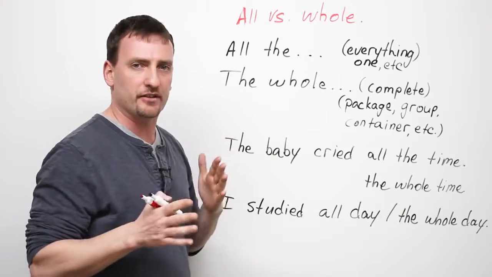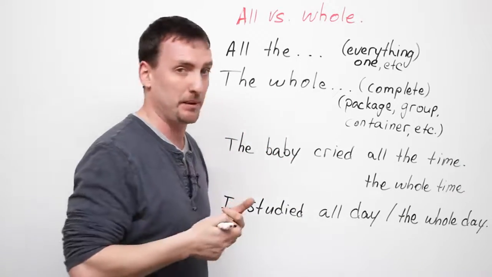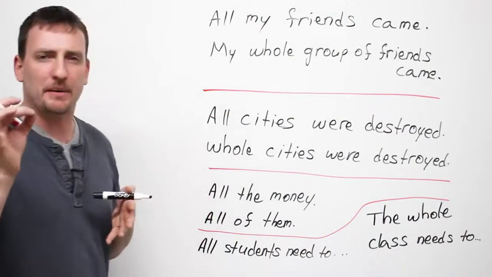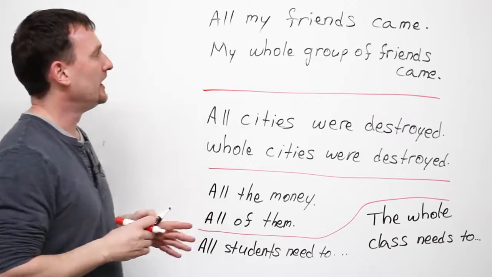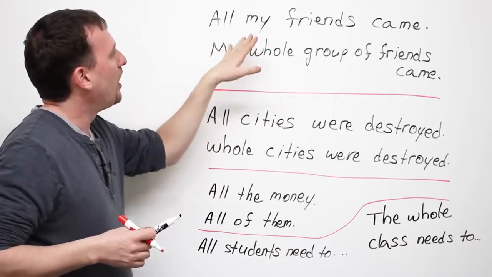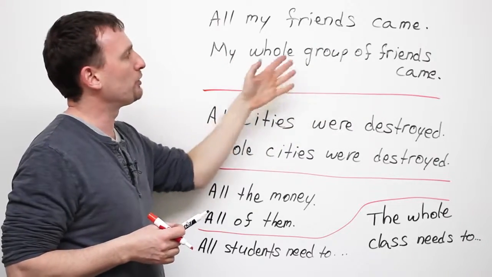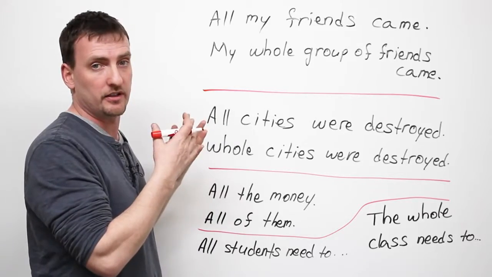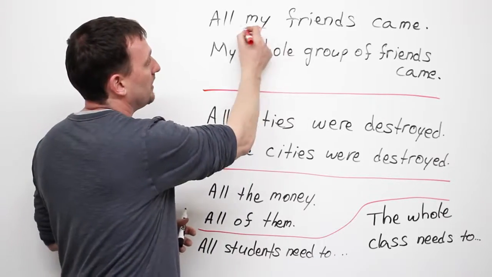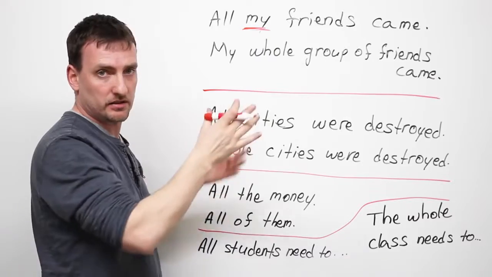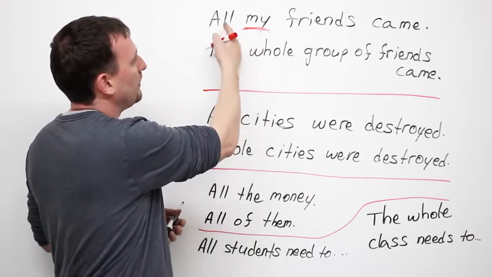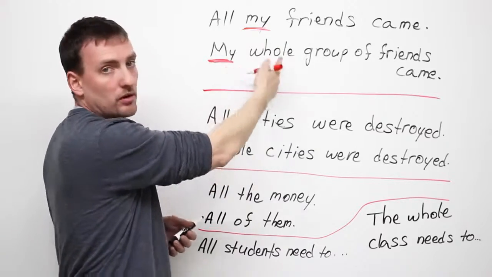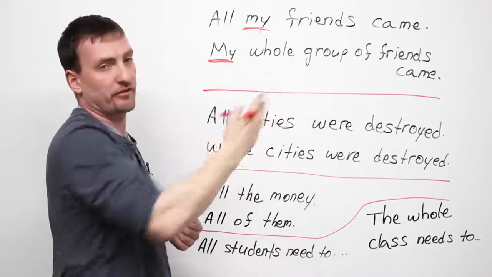We're going to look at a couple other differences that are very important that you need to keep in mind. Okay, so now we're going to look at a few other differences. They're sometimes very small, but important. So let's look at the two examples here first. All my friends came. My whole group of friends came. What do you notice first about the differences between these two? One, the possessive adjective, my, his, your, etc., with all comes after all, comes before whole. My whole group of friends came.